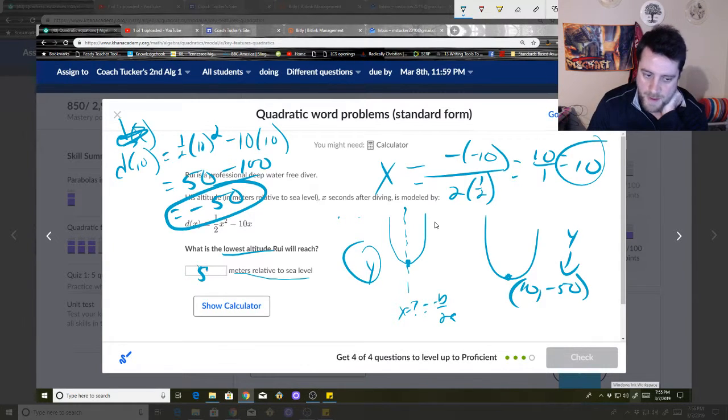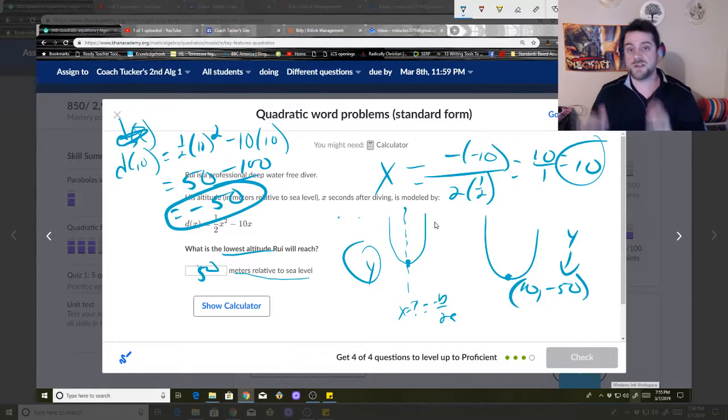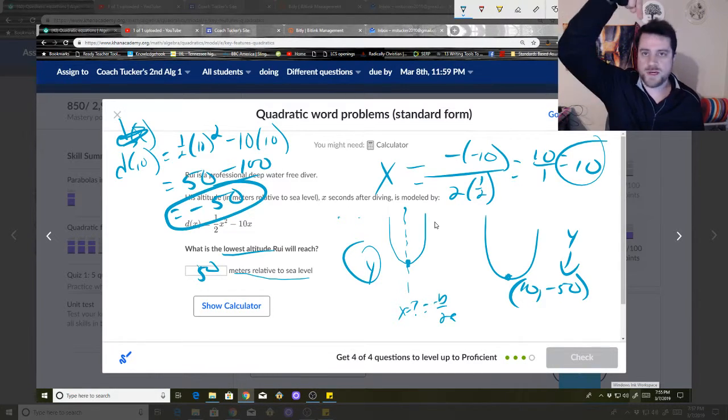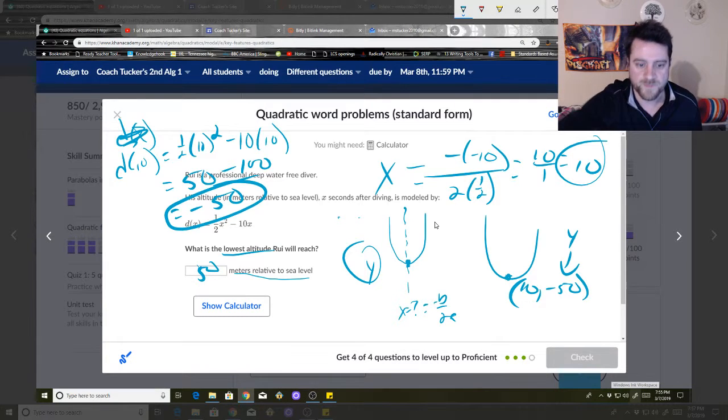However, the answer is positive 50 because we've already stated lowest altitude he will reach. So they're already saying that it's going to go below sea level. Anything below sea level is considered to be negative. But you don't dive negative 50 meters. You either dive 50 meters or you don't dive 50 meters. Remember, distance cannot be negative. Direction can be negative. In this case, we're already understanding that we're going negative.